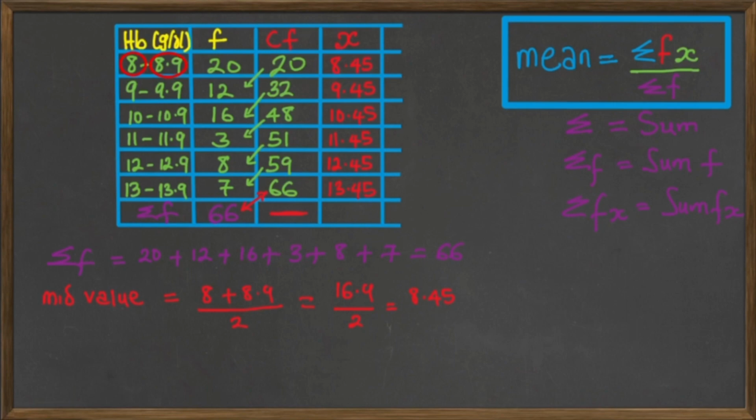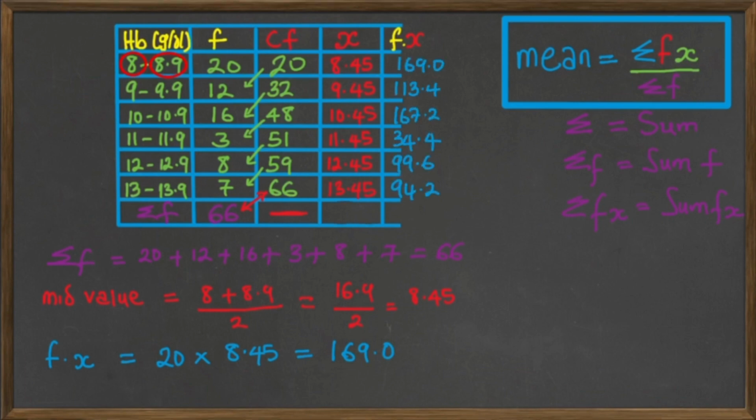Okay, so the next thing we want to do now is to multiply the frequency by the midpoint. That's the fx. So we want to do that for each of those values. If we start from the first one, our first frequency here is 20, and then we'll be multiplying 20 by 8.45. That's the first midpoint, and we're going to be getting 169.0. We will do that for all the other values, and like I said, please show your calculation for all of them. I've already done these calculations beforehand, and I'm putting them out here to save time.